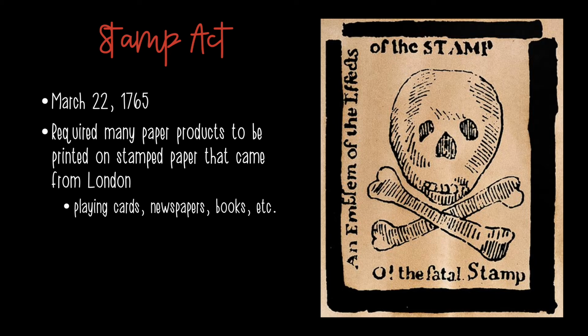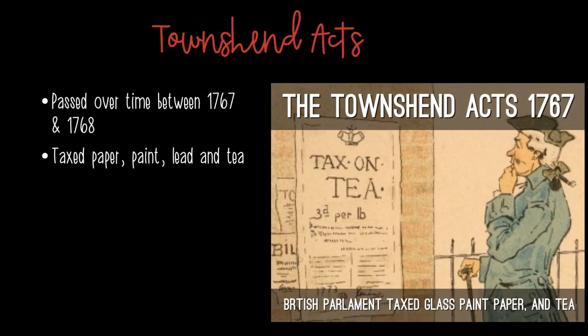This act, which required many paper products to be printed on paper that was embossed with a stamp, was passed on March 22, 1765. The purpose of the stamped paper, which was imported from London, was to prove it was purchased from Great Britain and not from other countries. Again, the goal was to stop colonists from getting their materials from other countries and have them purchase it from Great Britain.